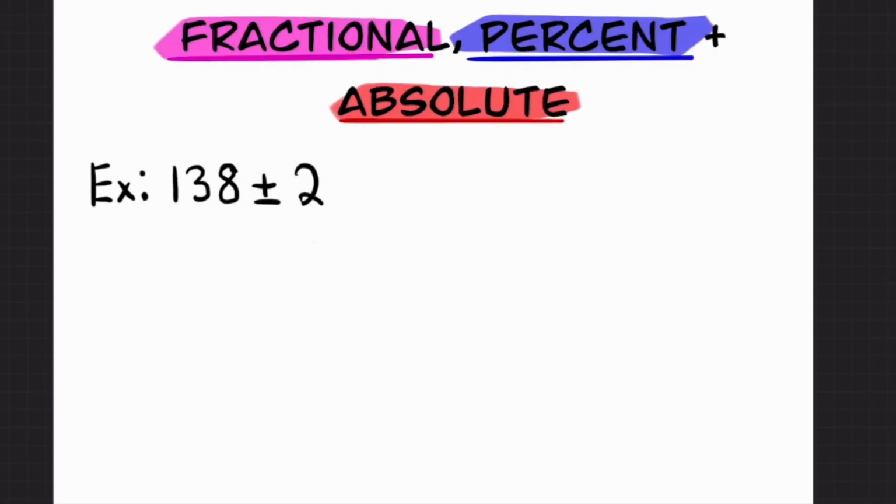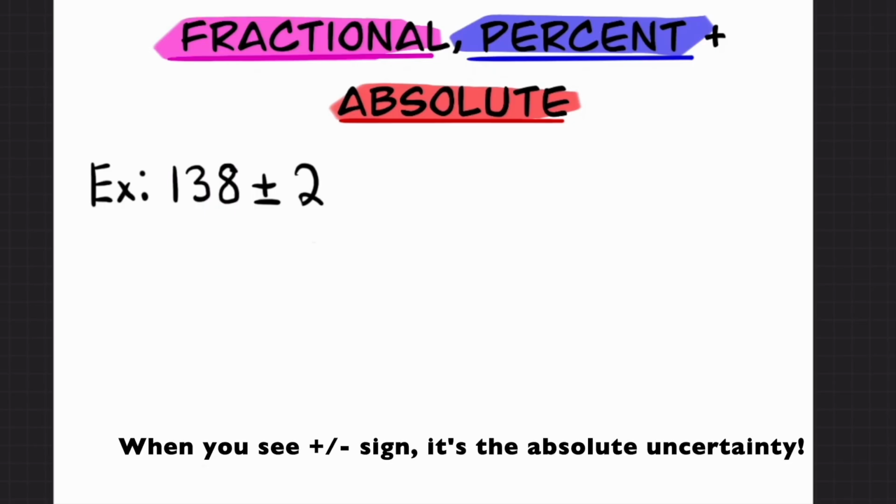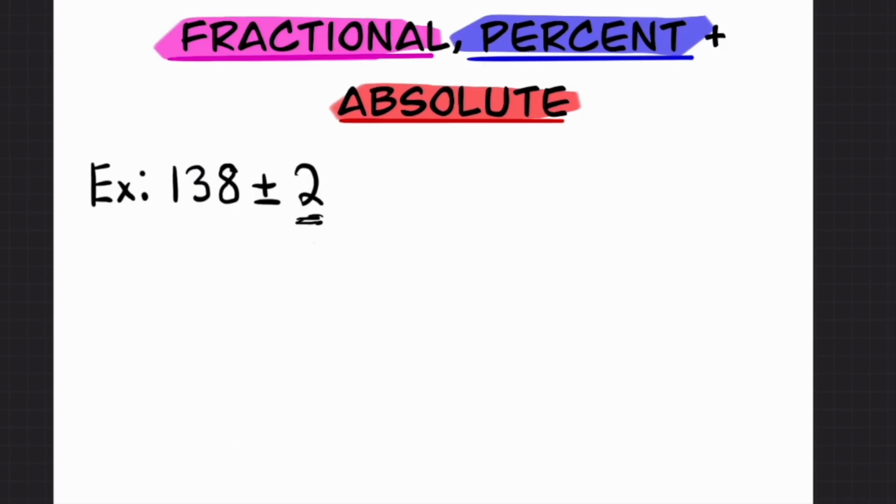So we're going to first differentiate between fractional, percent, and absolute uncertainties. I think it's better to show this rather than talk about it. So I've given you an example here, which is 138 plus or minus 2. So in this case, the 2 here would be your absolute uncertainty. This is not related at all to 138. It stands on its own. So this is your absolute.